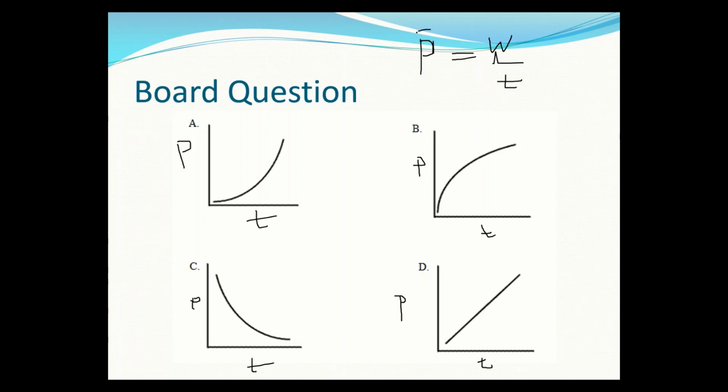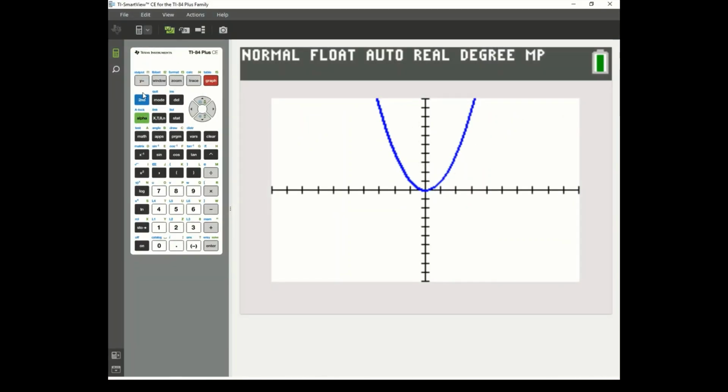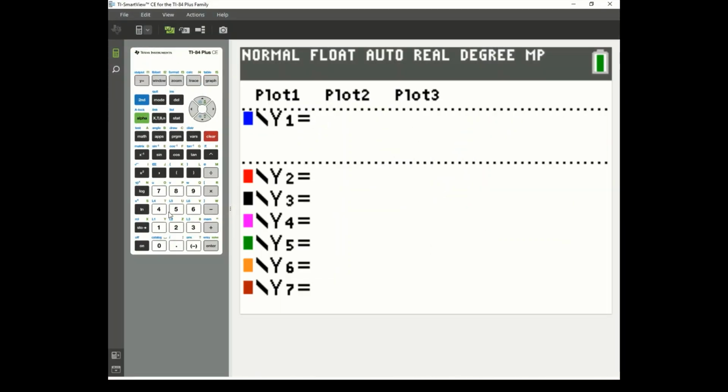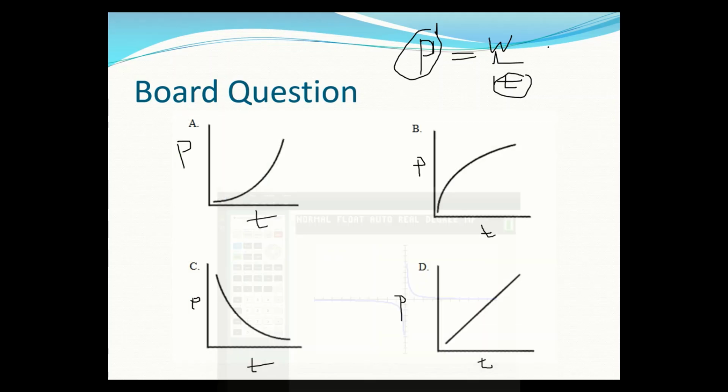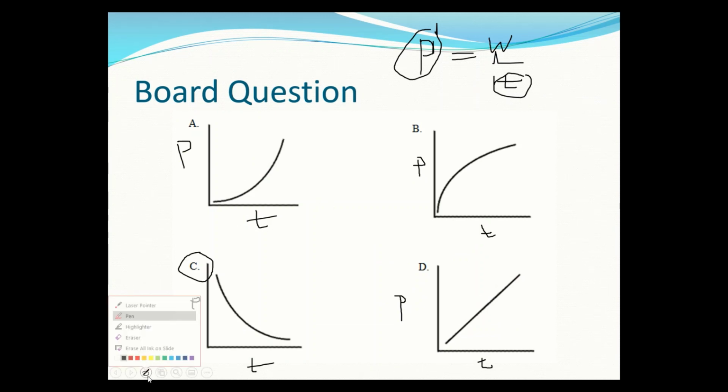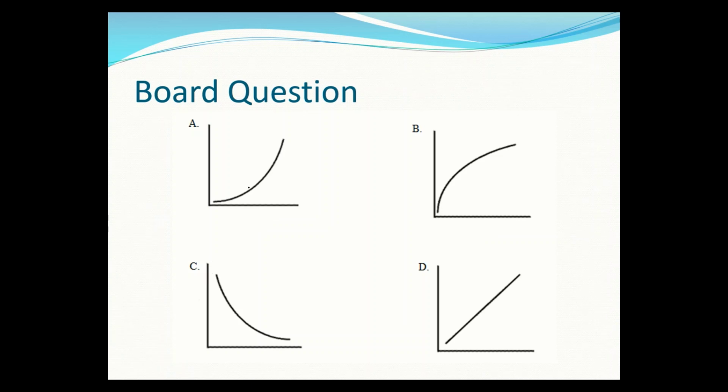Okay. Power and time have an inverse relationship because power is on top, time is on the bottom. So I want to look up in my calculator, well, what does an inverse relationship look like? That's what it looks like. So the one that looks closest to that would be C. That's the correct answer.